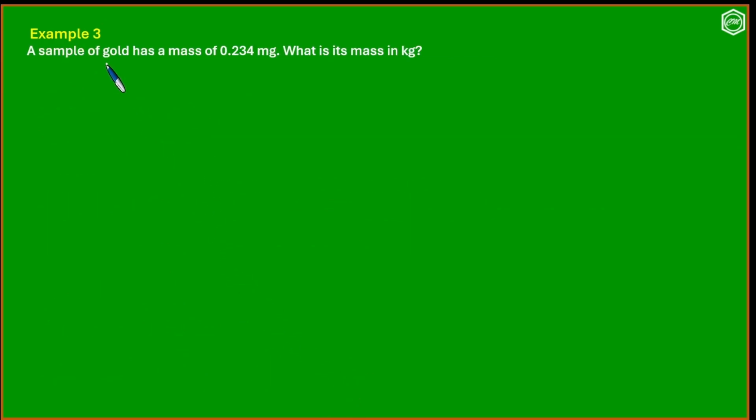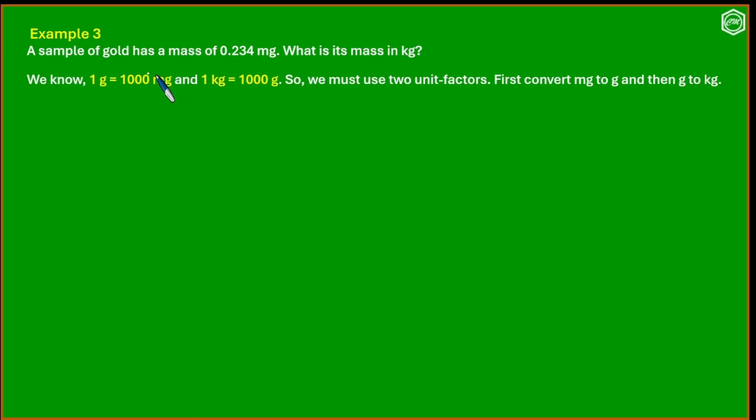Another example. A sample of gold has mass 0.23 milligram. What is its mass in kilogram? And we know 1 gram is equal to 1000 milligram and 1 kilogram is equal to 1000 gram. So we must use two unit factors, one to convert milligram to gram and then gram to kilogram.